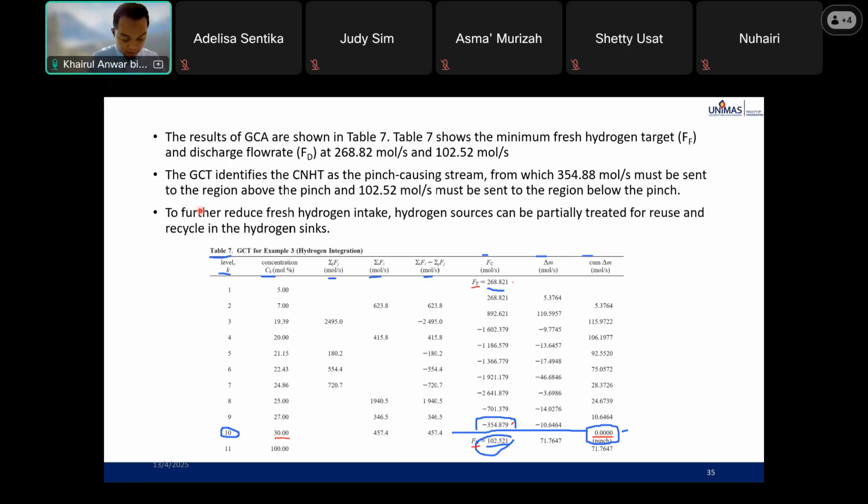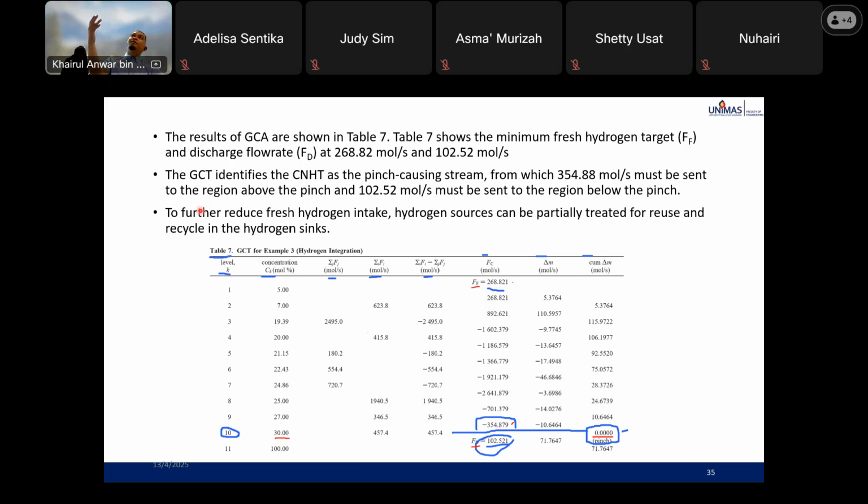So the gas source from CNHT, this is gas. We didn't get the network design, right? So based on the previous example, meaning CNHT here, the source can be diverted instead of going to fuel, can be diverted to other stream.